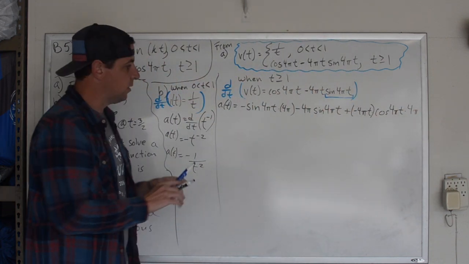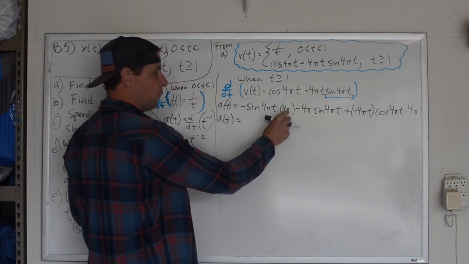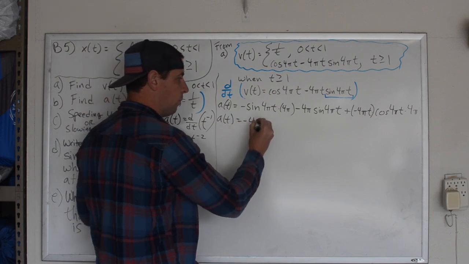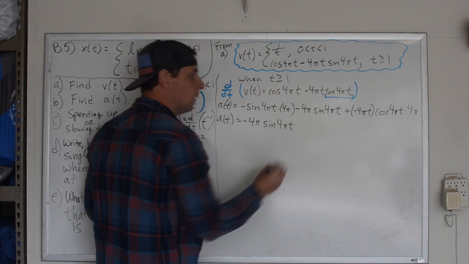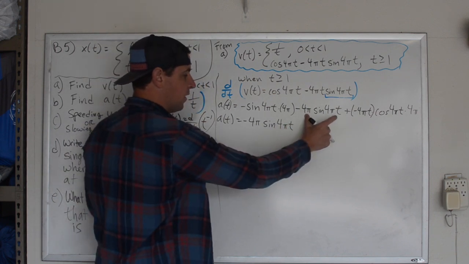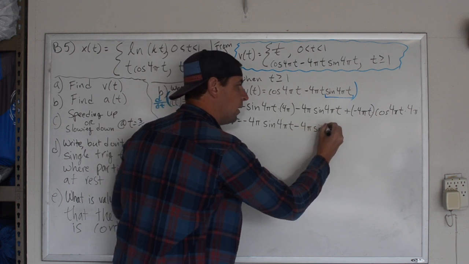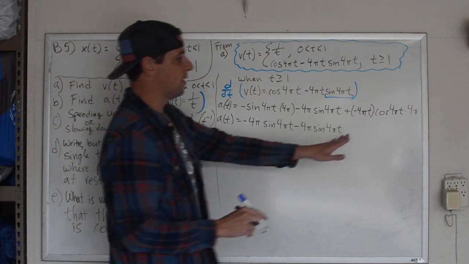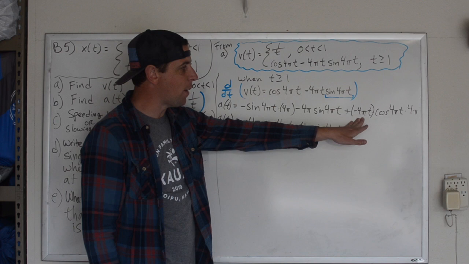So now my goal is to clean this up. When I do that, I get a of t equals to the first one. This 4 pi is not, I'm not taking the sign of it, so I can write this as negative 4 pi sine of 4 pi t. This second piece, there's nothing else I can do here, so I can write it as negative 4 pi sine of 4 pi t. And then for this last piece here, I have 4 pi times negative 4 pi t.